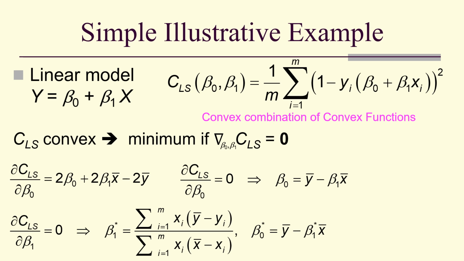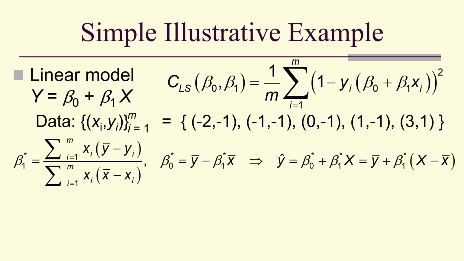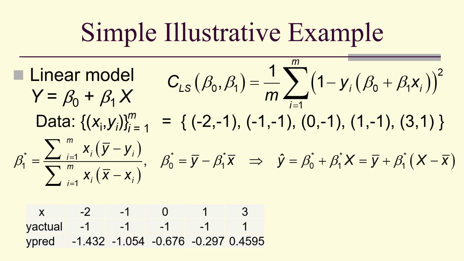And then once we have the beta 1 star, we can get the beta naught star. So here is our result. It tells us that ŷ is beta naught star plus beta 1 star times x, but we use our result for beta naught star, or we could write our model in this way. Here's our data now with the negative 1, 1 labels. Here is the result of applying the model to the x's to end up with actual and the predictions.